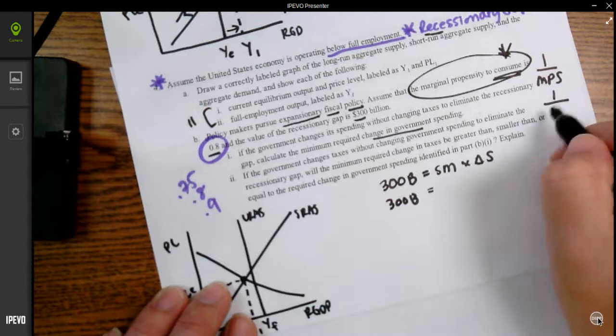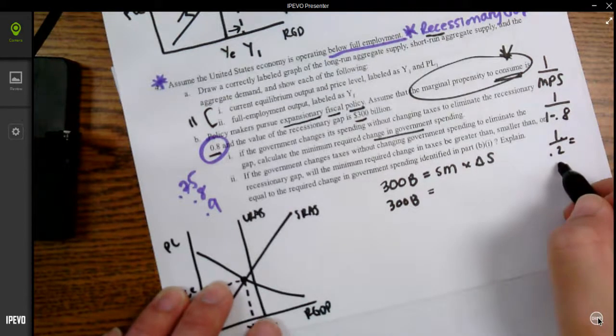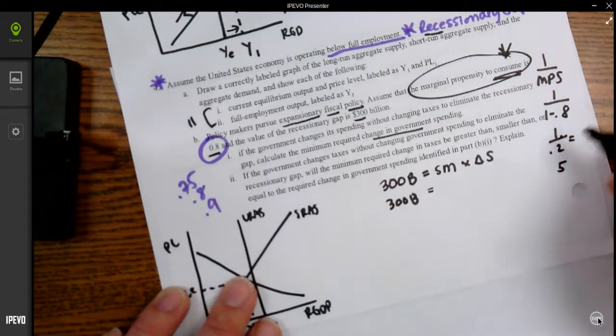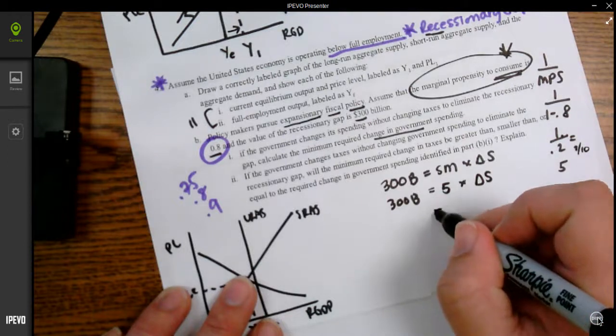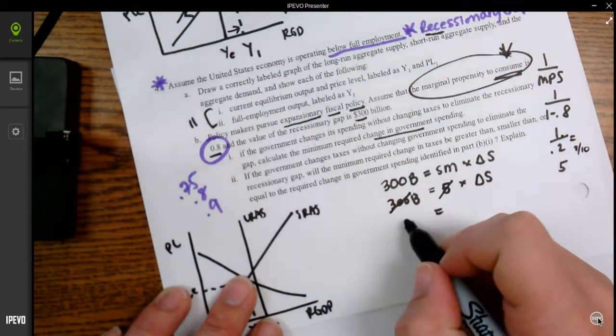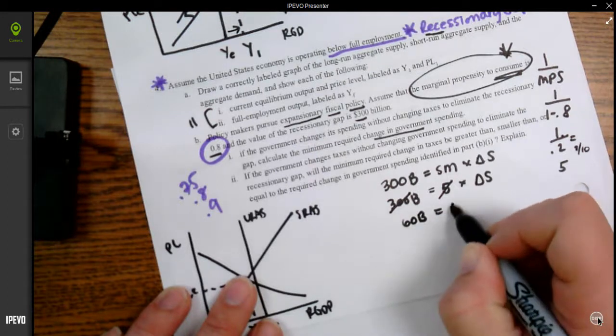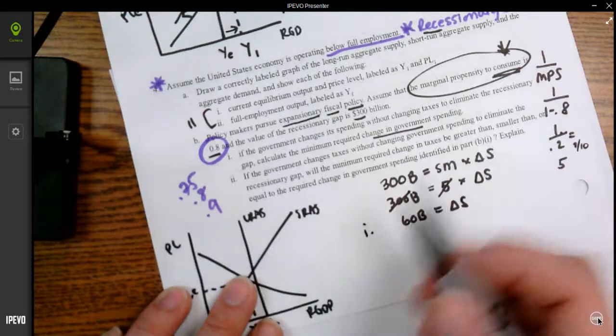Remember, I told you you're often going to have to do 2 steps. So it's going to be 1 over 1 minus 0.8, 1 over 0.2, and that means the multiplier is going to be 5 because this is 2/10, and then multiplied by the reciprocal. So 5 times what change in spending equals 300 billion. If I divide by 5, I'm going to get 60 billion as the change in spending. So that's the answer to part 1 of section B.